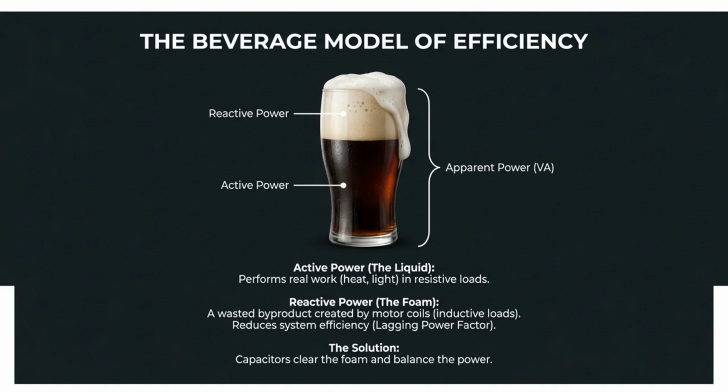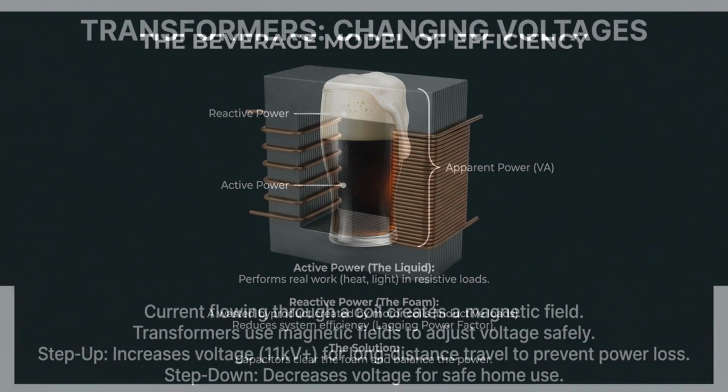The beverage model helps explain power efficiency. Active power, the liquid, performs the real work. Reactive power, the foam, is a wasted byproduct that reduces system efficiency. Capacitors are used to balance the power.